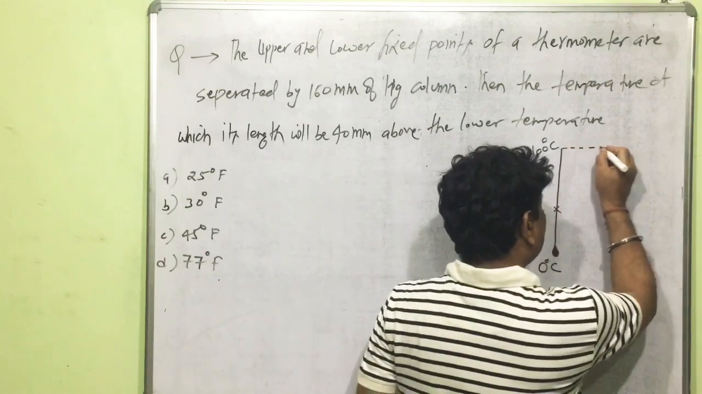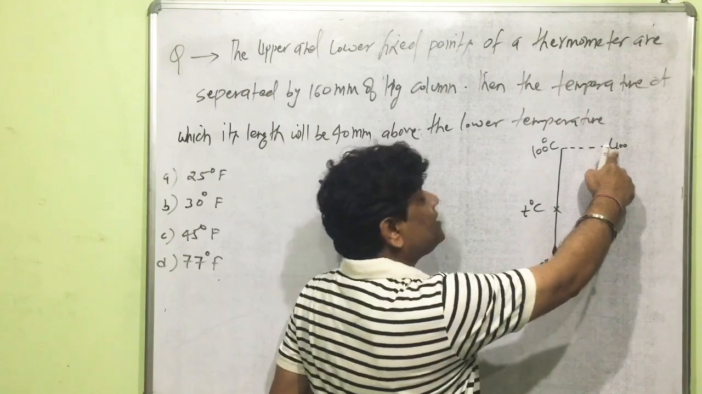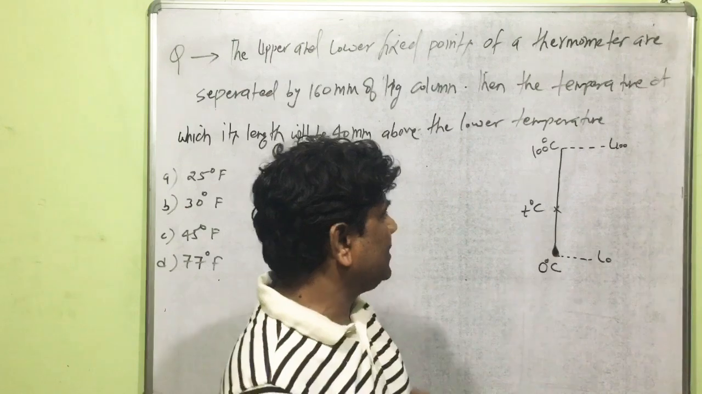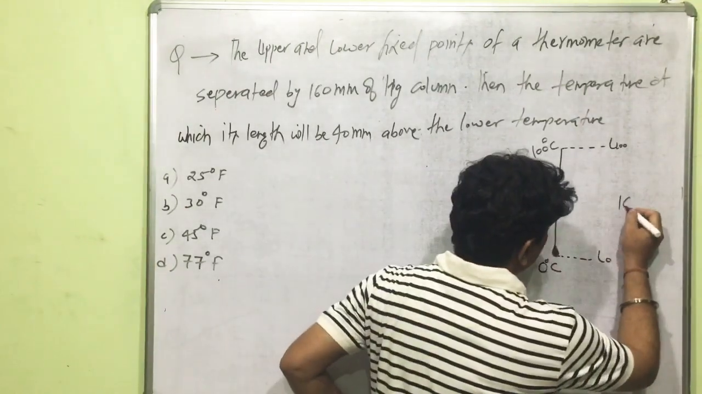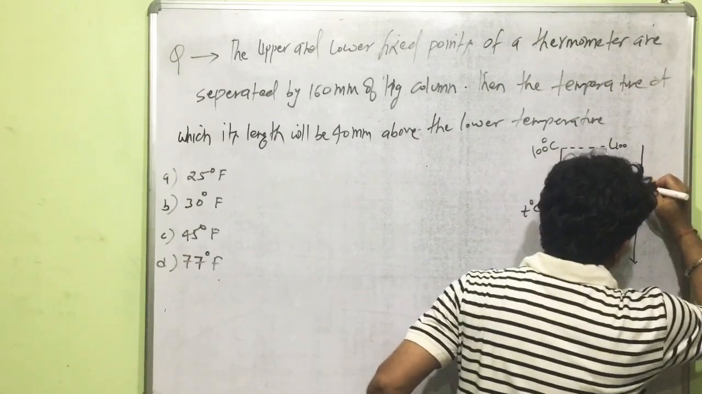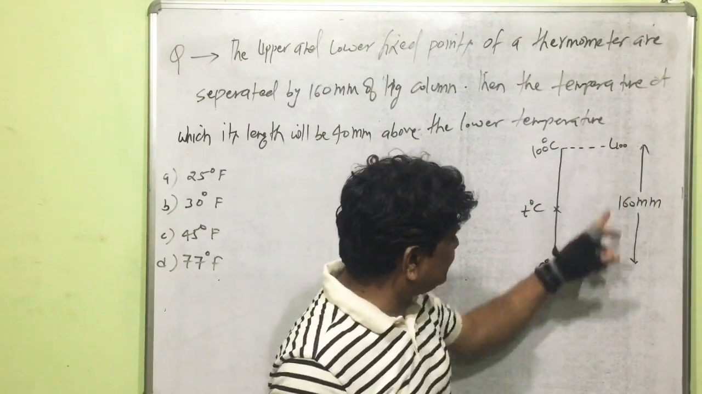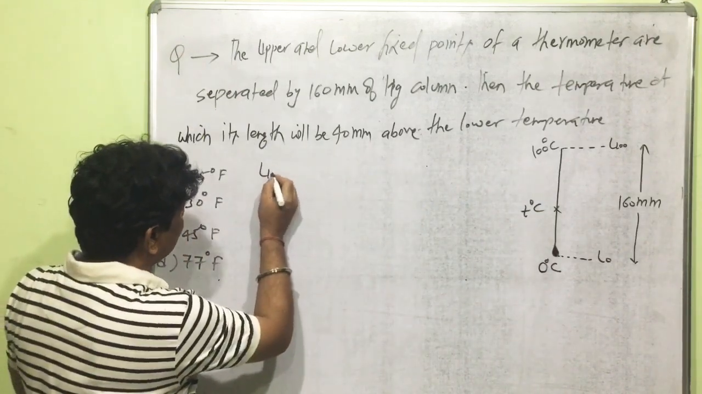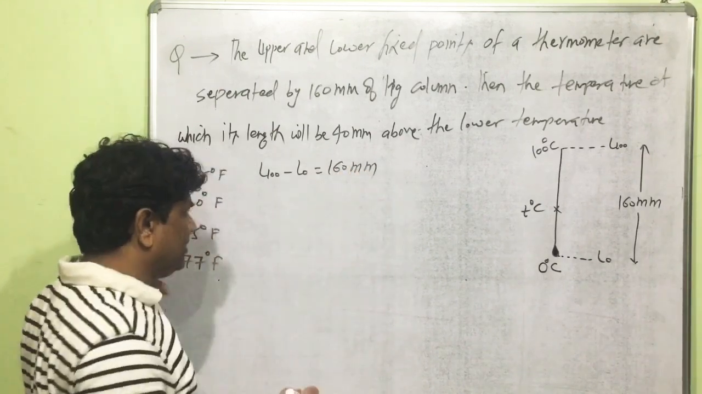Now this is the length at 100 degrees Celsius. Length of mercury column at 100 degrees Celsius, and this is the length of mercury column at 0 degrees Celsius. Now both are separated by 160 millimeter. So this length is equal to given 160 millimeter. So what is given part here? Upper fixed point and lower fixed point are separated by 160 millimeter. It means L100 minus L0 is equal to given 160 millimeter.